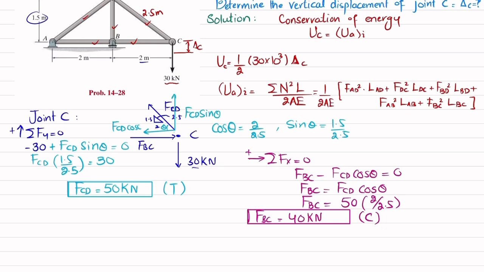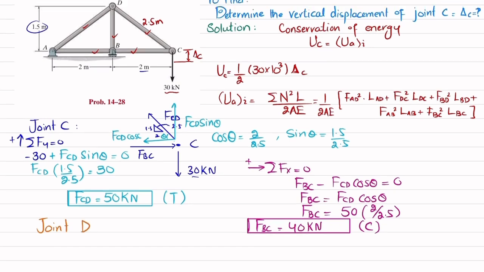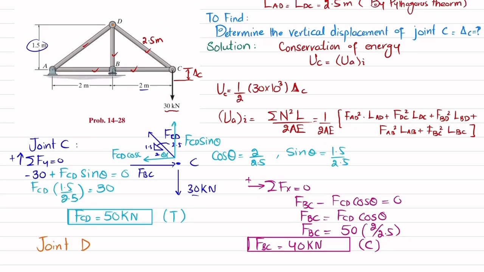Now we have this force. We will move toward another joint, which is joint D. Let me show you. This is joint D. You can see the force at this joint will be in this direction, because here you have taken this as upward. As a result, this force will exert in this direction. Similarly, FAD will be in this direction and FBD will be in the upward direction.